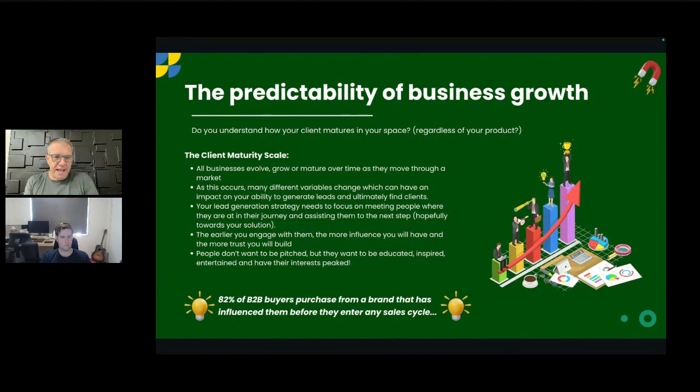Like the stat Alex mentioned before, 82% of buyers purchase from brands they're influenced by before they enter a sales cycle. And we can ignore that or address it. And we can address that in an efficient way if we're just more cognizant of it.